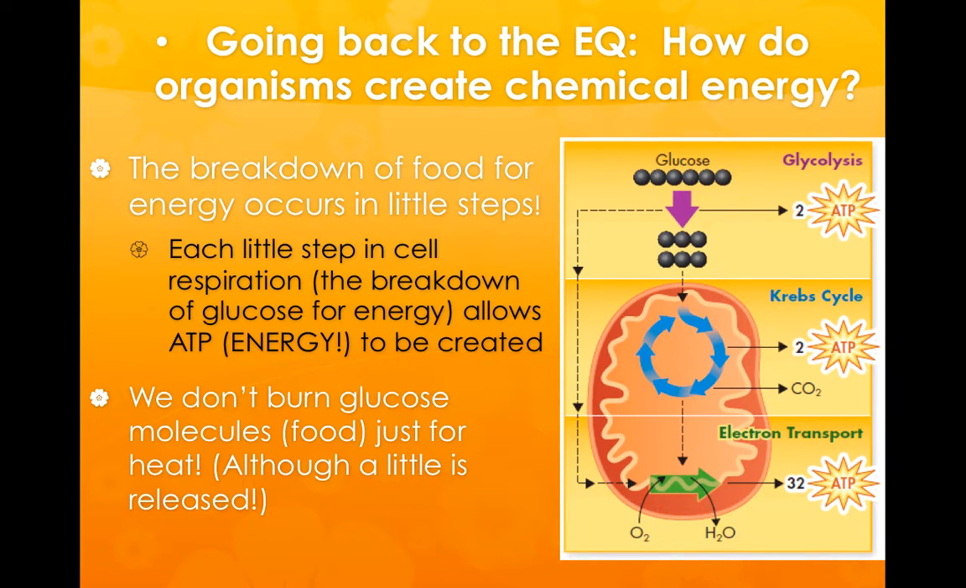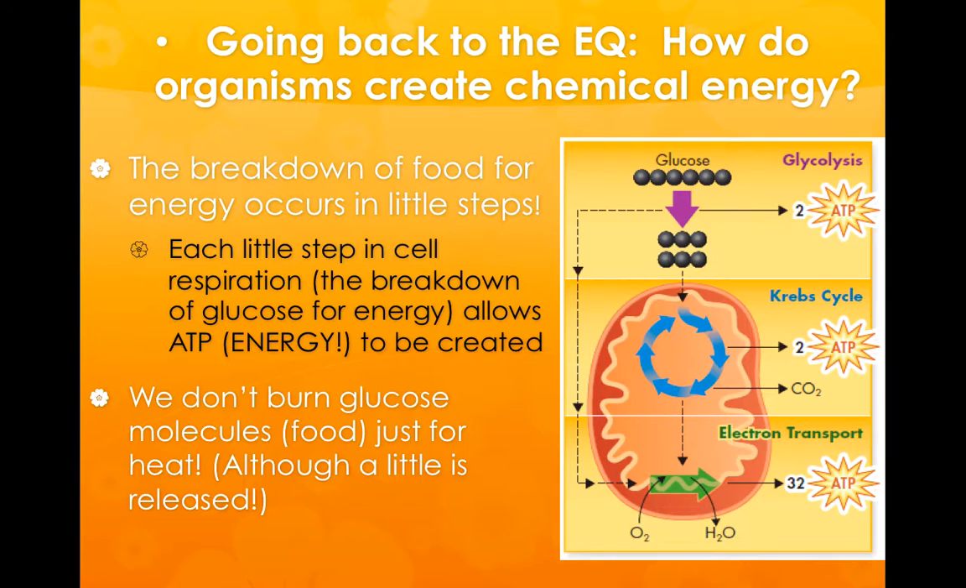So if we go back to look at the original essential question, how do organisms create chemical energy to fuel life processes? We can pretty much answer this in 2 words: cellular respiration. The breakdown of food is going to occur in little steps, in 3 major steps actually that we are going to learn about: glycolysis, Krebs cycle, and electron transport. But each one of those little steps is going to allow for energy to be created in a cell.